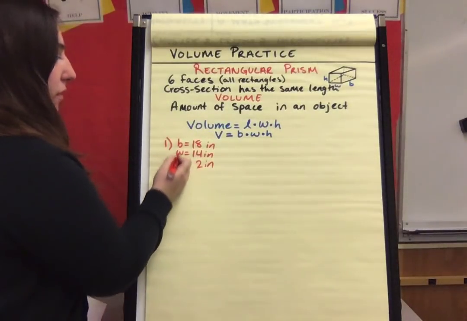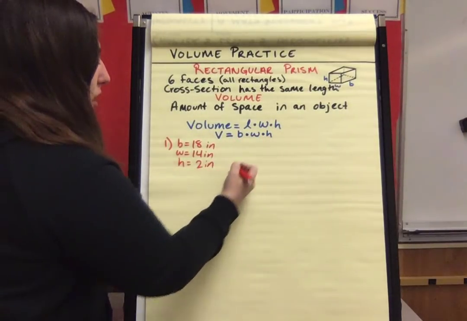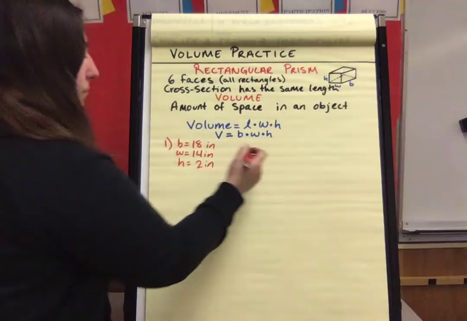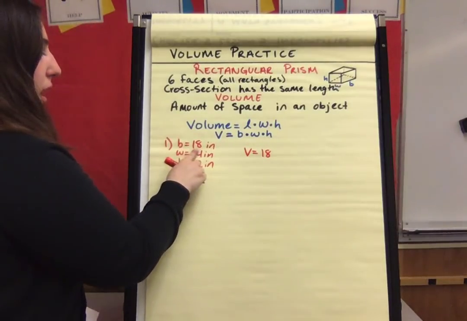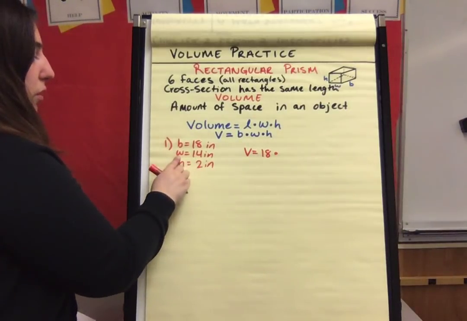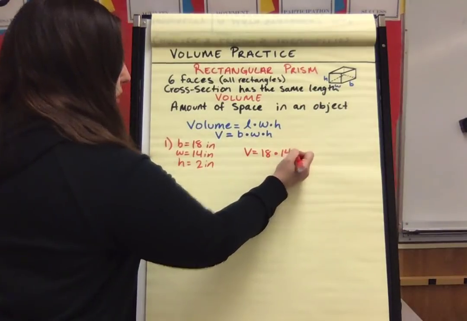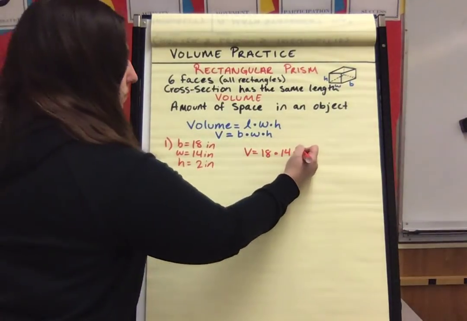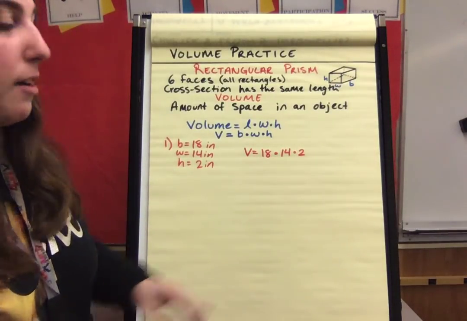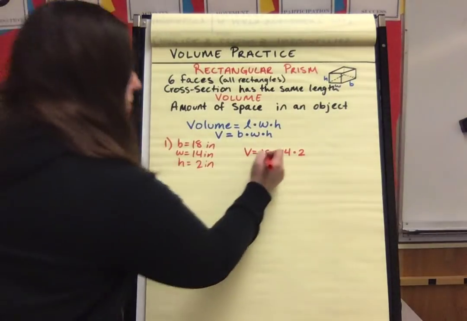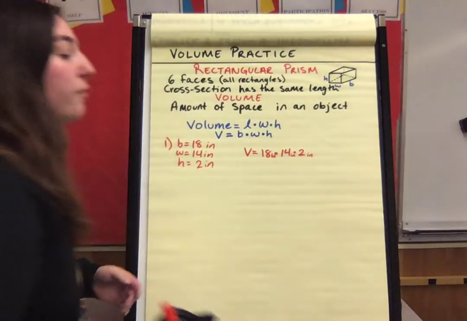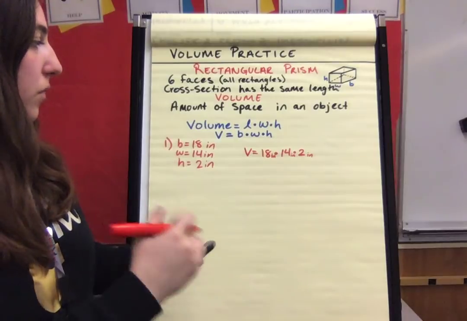Okay, so I'm going to plug all of these in right here in our formula. So I know that to find volume, I need to multiply these three, so I'm going to multiply 18, replacing 18 for the B, base. I'm going to substitute 14 for W, and I'm going to substitute 2 for H. You can do this in your calculator. Do not forget to put your units, okay? I don't have my units here, but I could add them. Inches, inches, inches. And of course, your final answer needs to have your units.